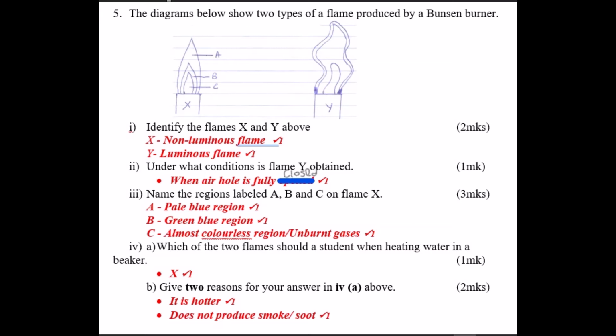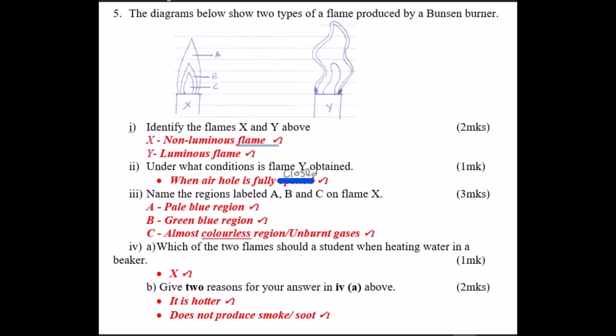Flame X is the non-luminous flame. Look at it, it has 3 regions and it is short and steady. The other one is of course luminous. Luminous is the Y. The condition under which Y is produced, the air hole must be fully closed. I think that the correction is done there. For Y to be produced, the air hole must fully be closed.